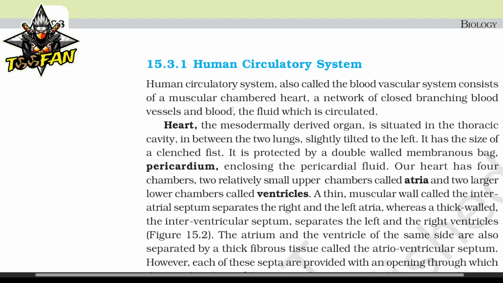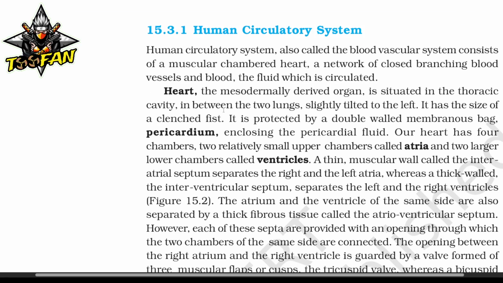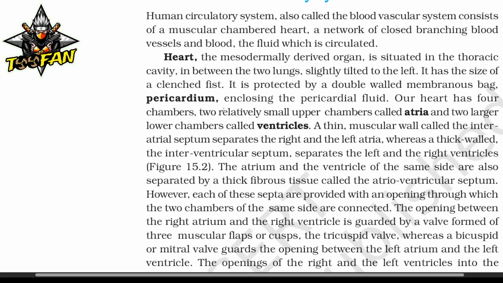A thin muscular wall called the interatrial septum separates the right and the left atria, whereas a thick-walled interventricular septum separates the left and right ventricles. The atrium and the ventricle of the same side are also separated by a thick fibrous tissue called the atrioventricular septum. However, these septa are provided with an opening through which the two chambers of the same side are connected.